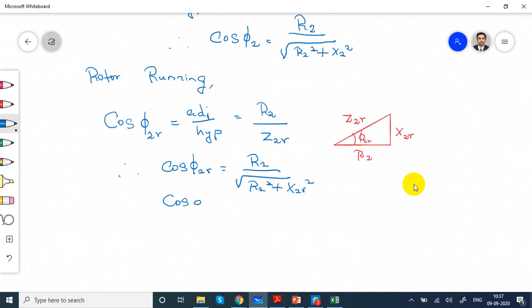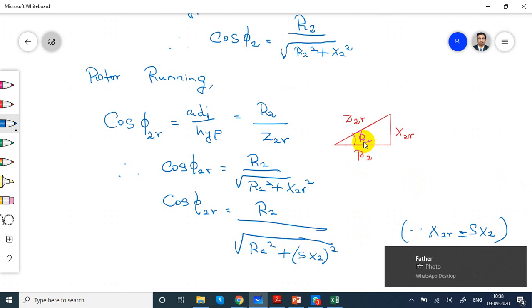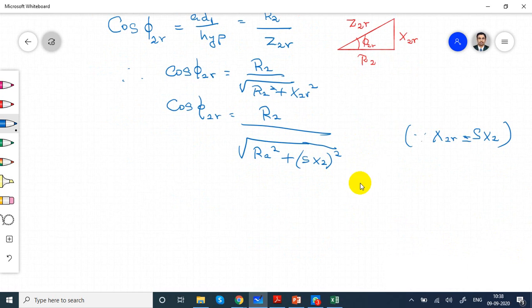So cos phi 2R equals R2 by square root of R2 square plus, what is the impedance value of rotor in running condition? We already calculated X2R equal to S into X2. Substitute it: S into X2 whole square. Okay? You understand my point? Okay. Next.